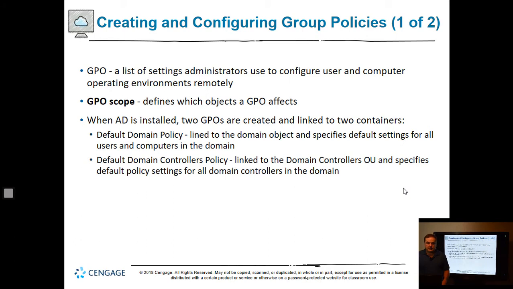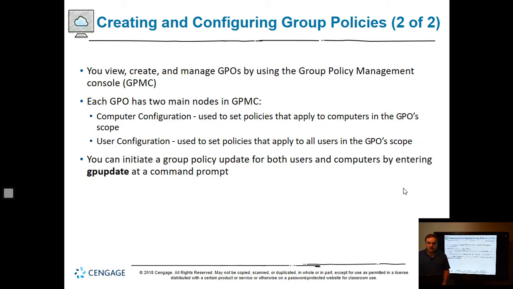So as we discussed last time, when Active Directory is installed, two group policy objects, or GPOs, are created: the default domain policy, which affects everybody in the domain, every user, every computer, and the default domain controllers policy, which just affects the domain controllers themselves. And that's in order to protect you from accidentally locking yourself out of your domain controller. So we create and manage GPOs by using the Group Policy Management Console. We'll be doing that in this lab.